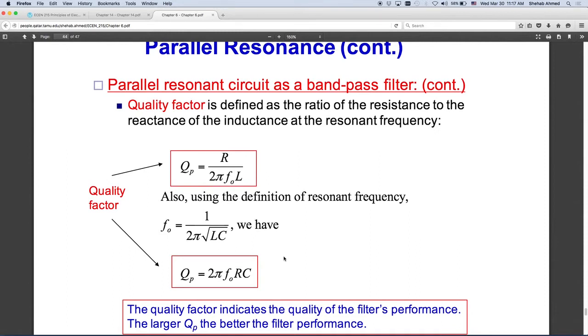So, same issue. I would like to maximize the current at the resonant frequency. I would like to make sure that the resistance is much bigger. These are in parallel.